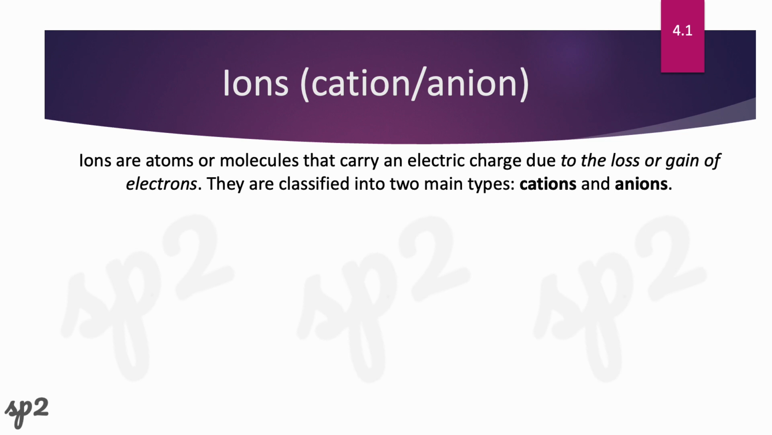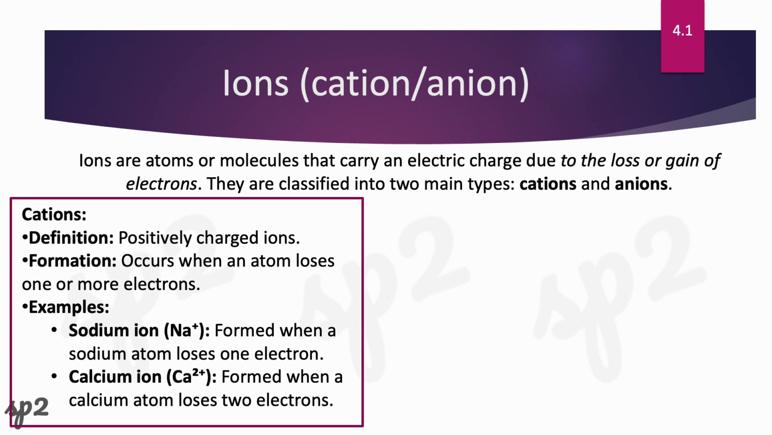Okay, so starting with an introduction to ions. Ions are atoms or molecules that carry an electric charge, and that is because they either lost or gained electrons. They are generally classified as two main types: cations or anions. Starting with cations, by definition, they are positively charged ions.